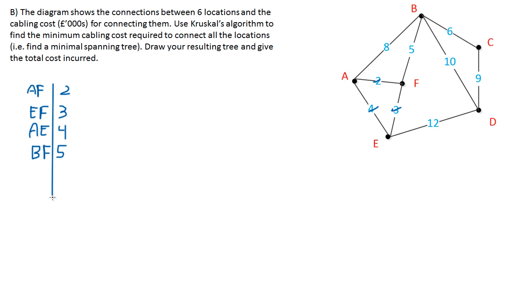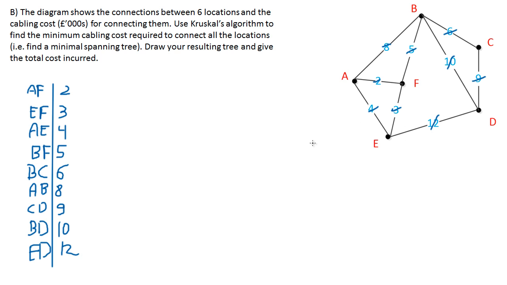Let's draw a line from here downwards. Okay, the next one will be B to C, which is 6. Cross that out. The next one is A to B, which is 8. Cross that out. Then C to D is 9. Cross that. The next one is B to D, which is 10. Cross that out, and then the last one is 12, and it's E to D is 12.